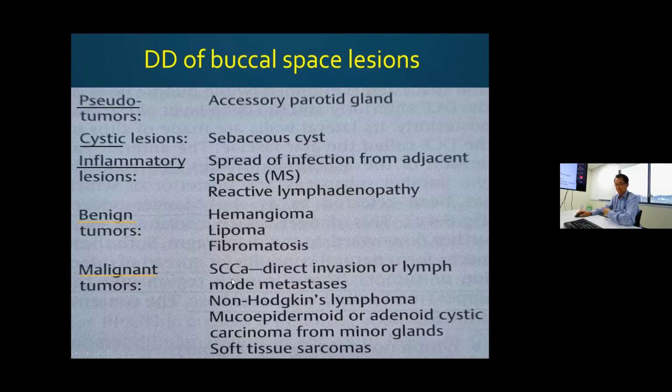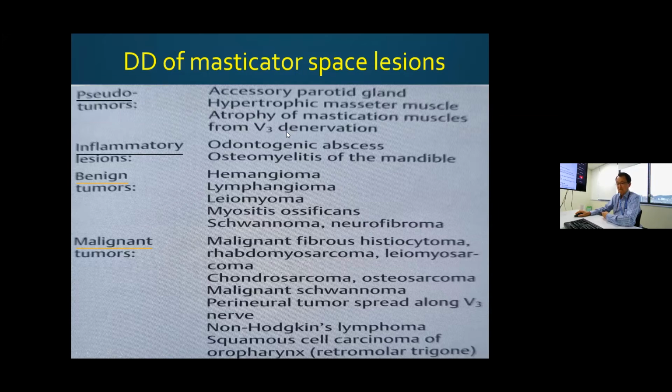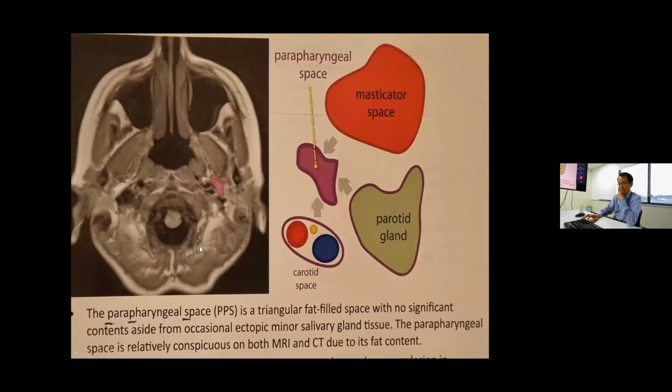And the masticator space, just behind the buccal space, again has all kinds of benign and malignant lesions. Malignant: fibrohistiocytic sarcoma, and rhabdomyosarcoma in children, chondrosarcoma, that's the masticator space. And again, the buccal space is right here, and this is the masticator space, pharyngeal, para, retro spaces. And then here the carotid space, and the parotid gland is usually right here.